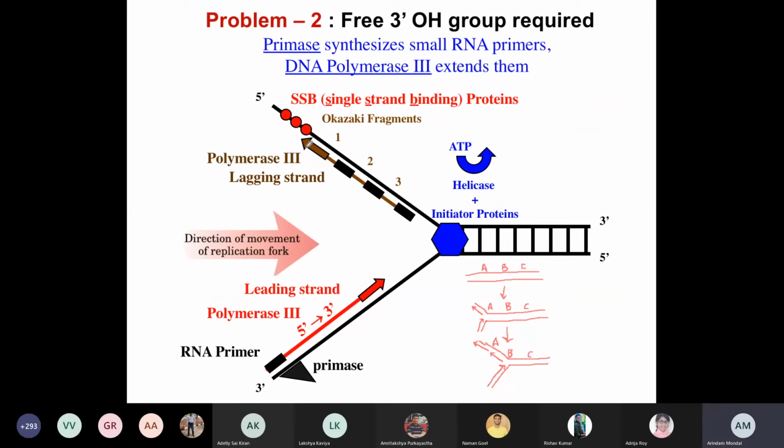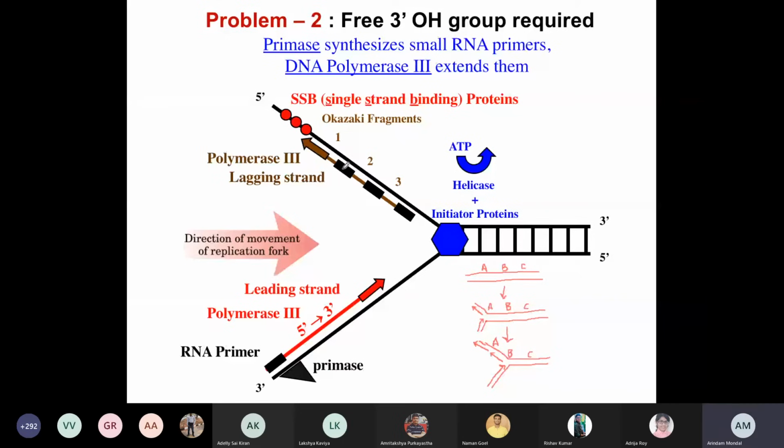Okay, and as a result of that, there will be a discontinuous synthesis of DNA strands in the lagging strand. In the leading strand, it will be a continuous synthesis of one single DNA strand. But for the lagging strand, it will be a discontinuous synthesis of the DNA, where you should be able to find multiple RNA primers in between the DNA strands.